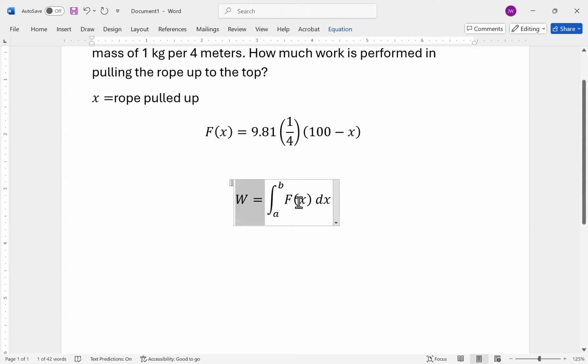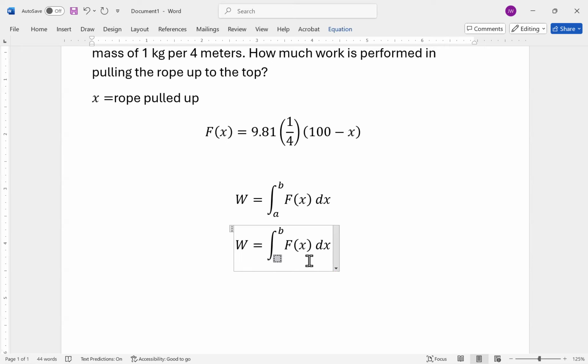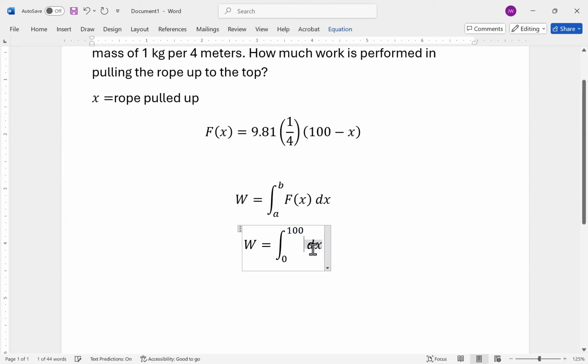Now we're ready to find the total work that will be done. If I want to find the total amount of work that's being done, then we're going to integrate. Now, X is the amount of rope pulled up. I'm going to start with 0 meters of the rope pulled up. And I'm going to pull up the rope all the way to the top. At the top, I will have 100 meters of rope pulled up. So we'd be integrating from 0 to 100.